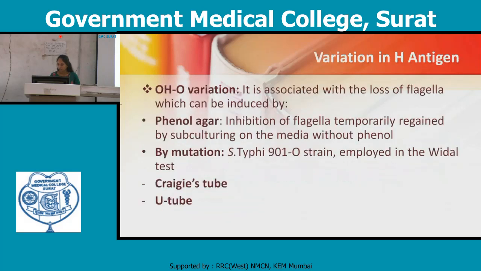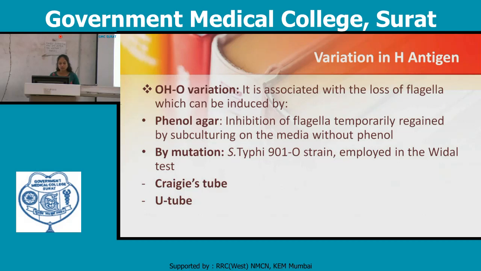Now variation in H antigen, the OH to O variation, is associated with loss of flagella, which can be induced by phenol agar, or by mutation, or using Craigie's tube and U tube. In phenol agar, the inhibition of flagella is temporarily reversed by subculturing on media without phenol. By mutation, the S. typhi 901 O strain is employed in the Vidal test.